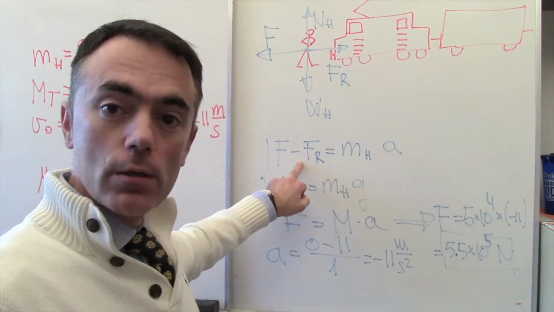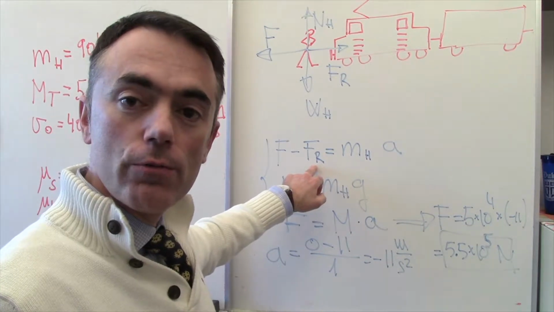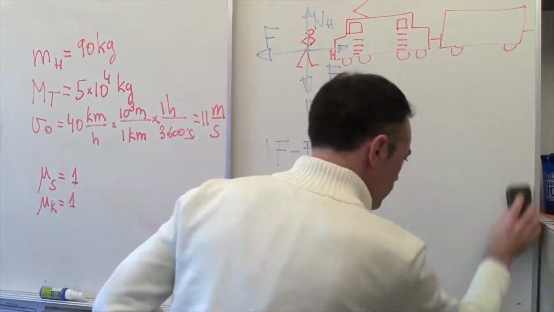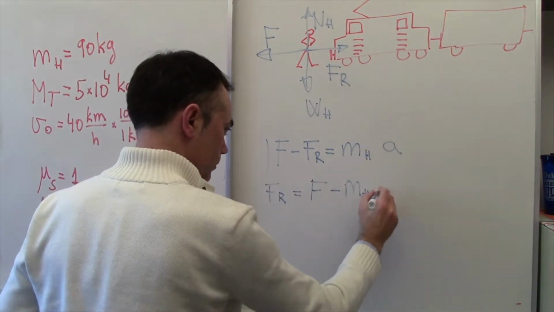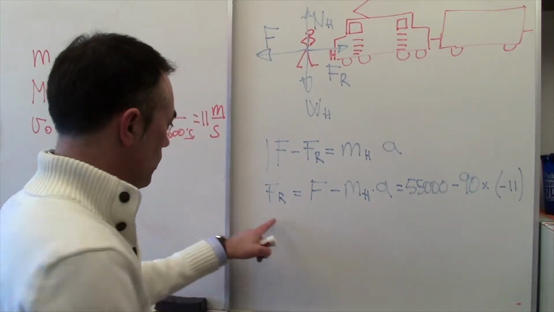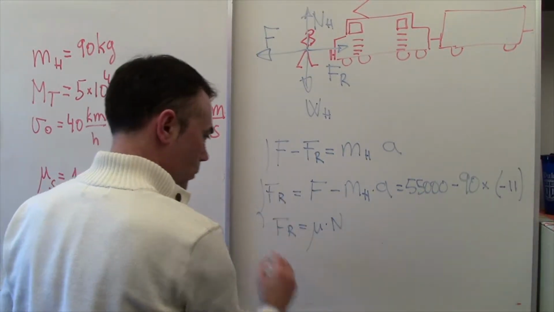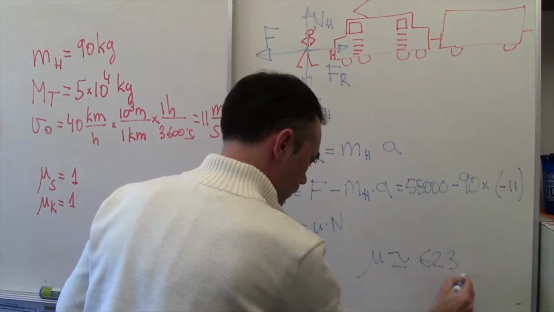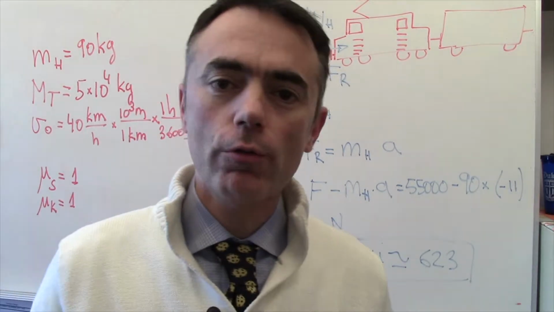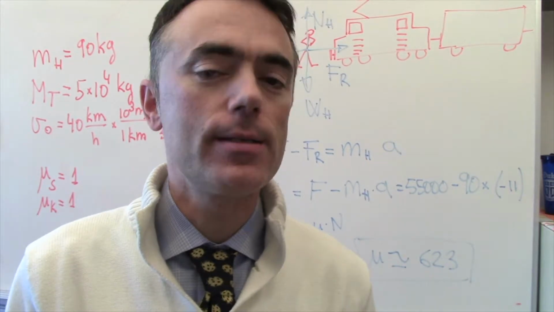Come here to the equation of Newton's second law on Hancock, and let's solve it for friction force, and then once we have friction force, we will calculate mu. Once we get this number, we get that mu is approximately 623, which we don't find in nature anything like that. So that doesn't make sense at all. We cannot see that scene.